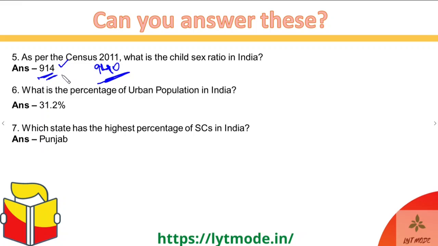I told you that because the children's sex ratio was lesser, that is why we had some concerns regarding where our country was heading. So 940, 914, the lesser one is for children, the greater one is for the overall country. Okay, moving ahead, what is the percentage of urban population in India? It is 31.2%, and rural is 68.8%. The basic fodder which can be used in a lot of places. And which state has the highest percentage of scheduled castes in India? Percentage is Punjab, and overall number is UP, right?